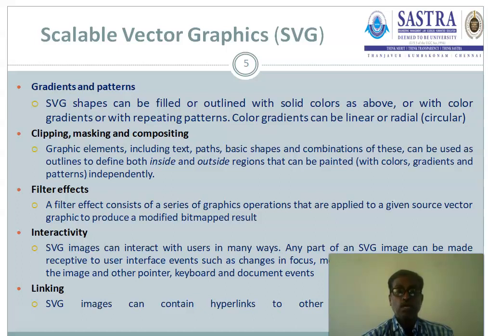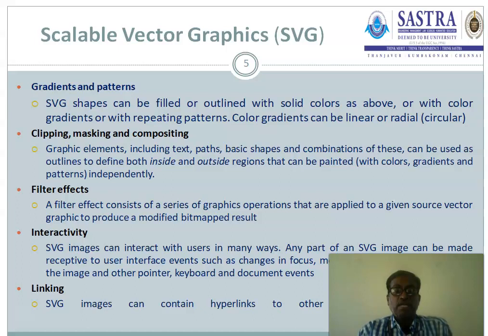And then clipping: we are able to clip a particular portion of the SVG images or text. Either the inside region shapes can be clipped, or the outside region shapes can be clipped, or you can mask a particular portion of the images. Or you can change a particular portion of the images to a different color or different gradient and patterns, if you want. That API is also supported in this specification, available in SVG 1.1.